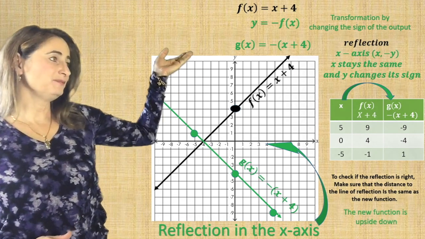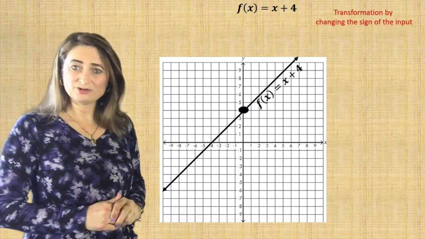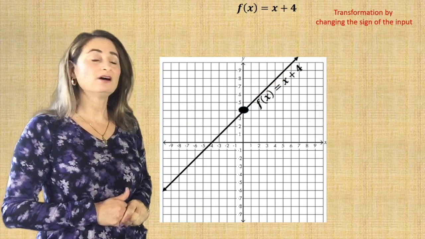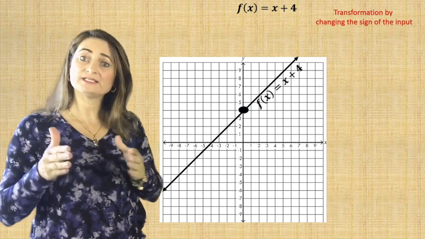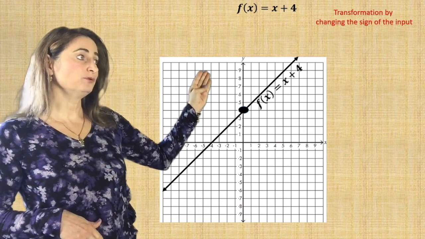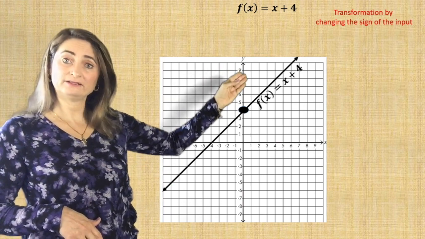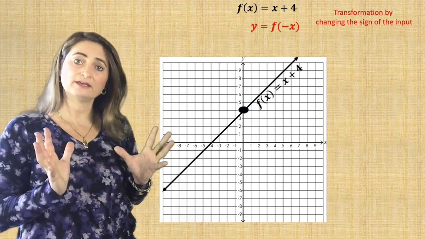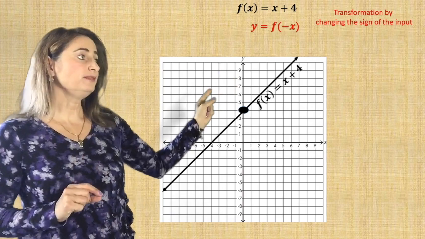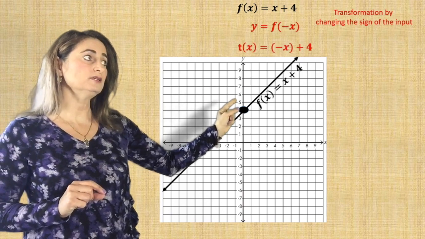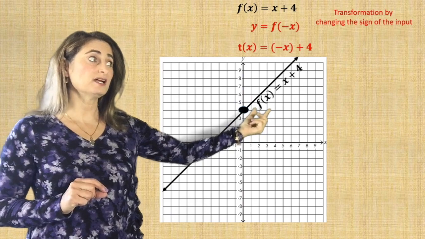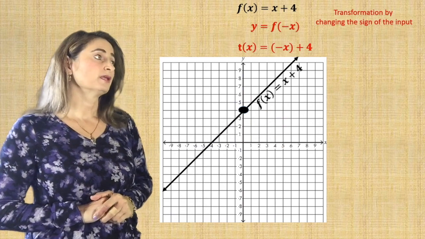Now let's take the same equation, f of x equals x plus 4. Now we need a transformation by changing the sign of the input, so we only change the x. To write the new equation, y equals f of negative x, in parentheses, because it's only the x, not the f of x, just the x. Write the new equation t of x equals, watch how I'm taking the x but changing its sign, plus 4.